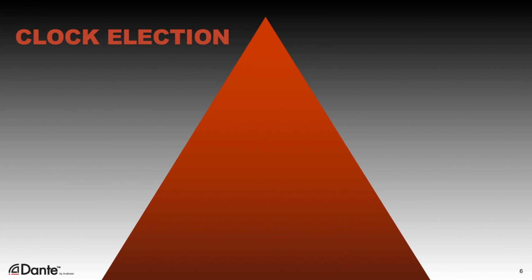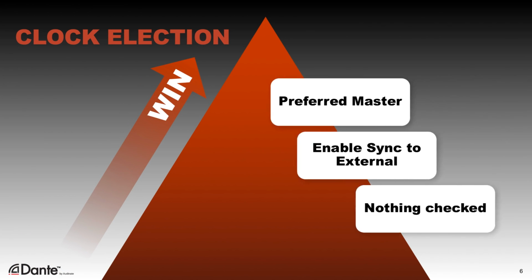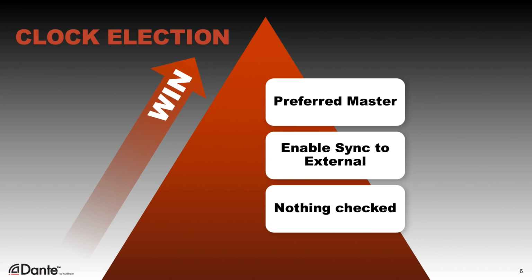To understand this, let's look at how Dante normally elects a clock master. By default, Dante elects a clock without any intervention. This is recommended for most systems. If Enable Sync to External is checked for a device, it will win if no others are designated Preferred Master. If Preferred Master is checked for a device, the device will win the election or compete against other Preferred Masters to win. A couple of notes. If there are multiple Preferred Masters, one will automatically be selected as Clock Master.